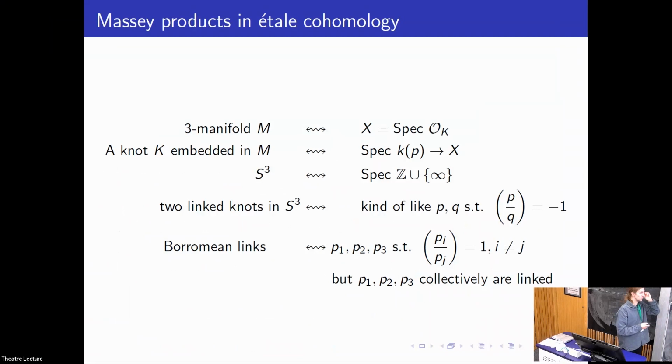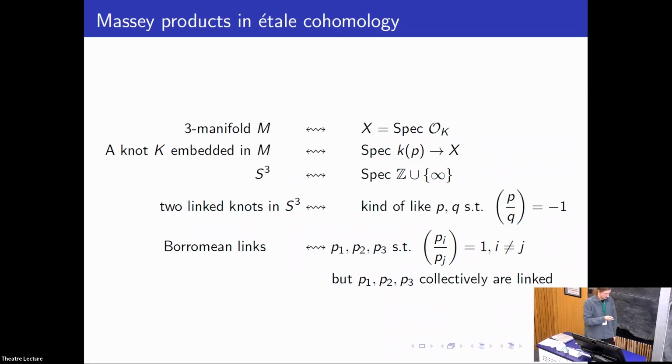Then what should the Borromean links correspond to in the number field setting? This would be something like three primes P1, P2, P3, such that Pi is a square mod Pj for all i not equal to j. But somehow we're supposed to make sense of saying that they collectively are linked. And how do we do this? Because this correspondence between manifolds and number fields is a bit strange. How do we make sense of this?